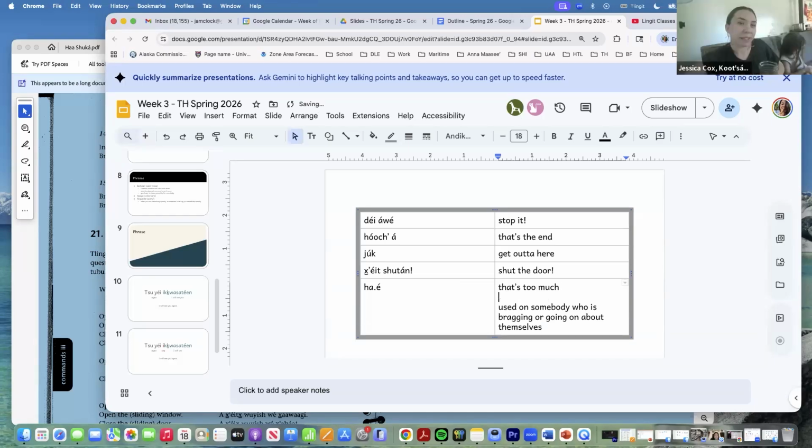My daughter, her name is Sana. She doesn't have a Tlingit name, so I told her that's her Tlingit nickname. Cute. Fun.